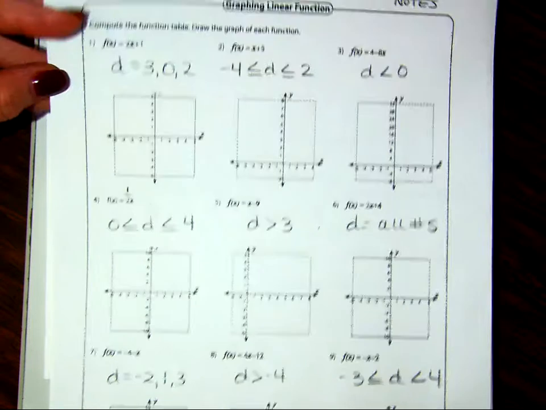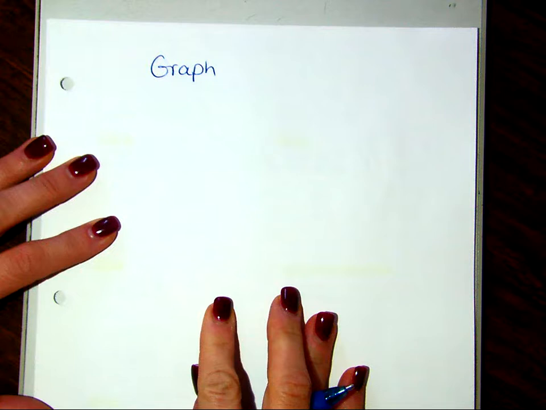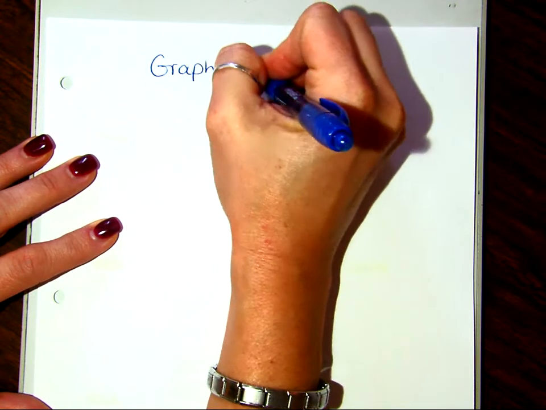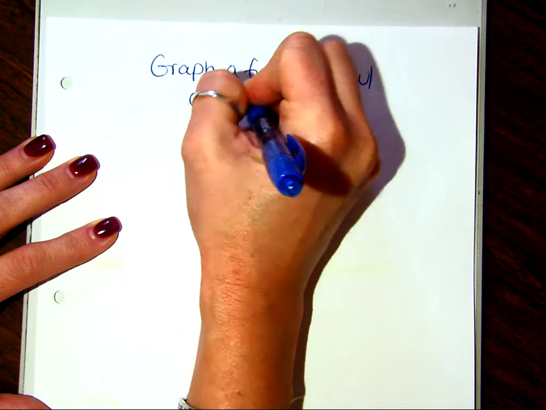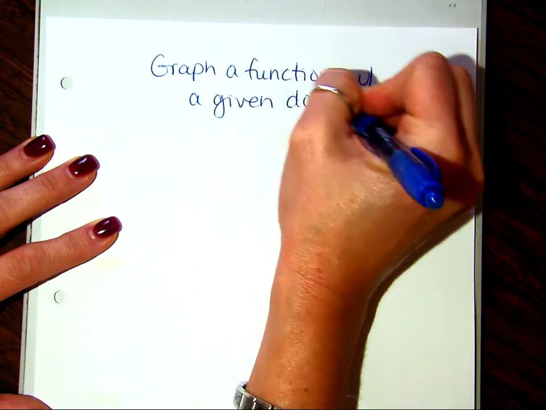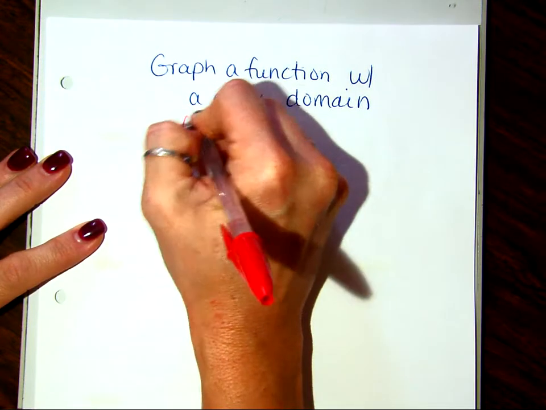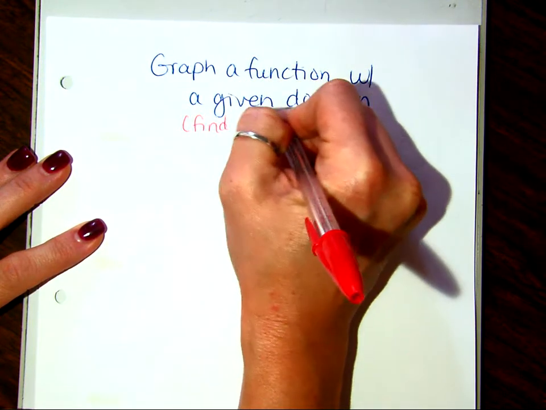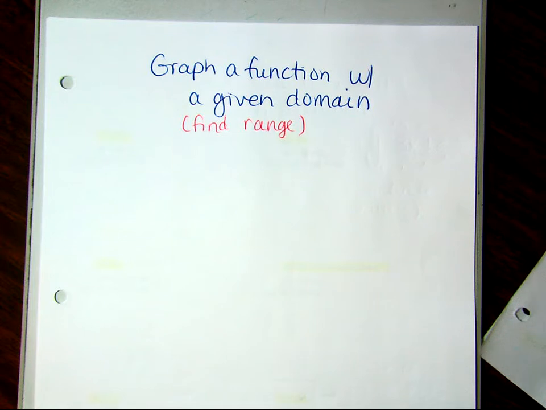Okay, so the first thing we're going to do is label what we're doing. We are graphing a function with a given domain. Okay? And in order to do that, I'm going to give you the domain. I'm not going to give you the range. You have to find the range first. This is really, really easy. You guys commit to 15 minutes with me and you will understand this, I promise.